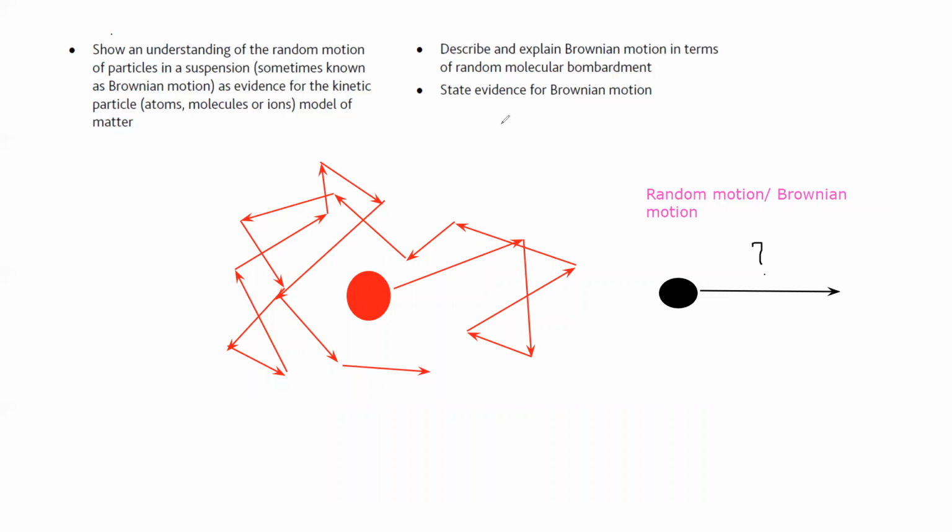So it is not a random motion. Why is it not a random motion? Because it's in a specific direction, towards the right hand side. Same thing, if I draw a particle and show the motion, is it a random motion on the left hand side?